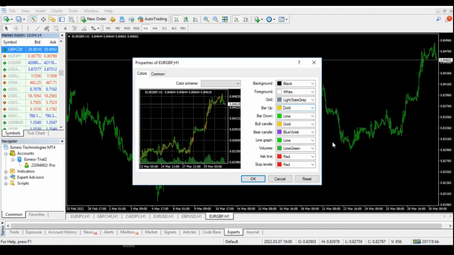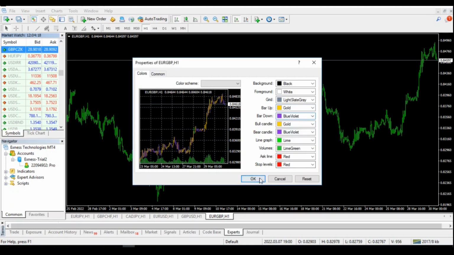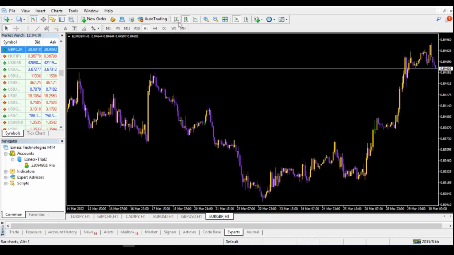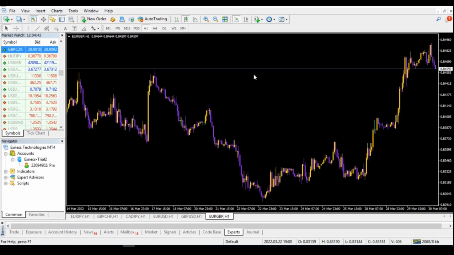Also, I would like to make changes in the bar up and the bar down colors so that they can match the colors of my bull and the bear candles respectively. So you can make some changes here according to your own preference. After that, you click on OK to have a whole new appearance of your chart. At the top on this toolbar, you can also change the candlestick chart to the bar chart or the line chart. But in these tutorials and technical analysis, we are going to apply more of the candlestick charts.